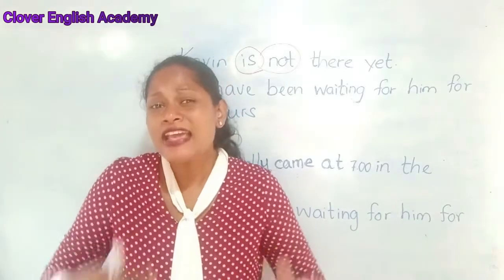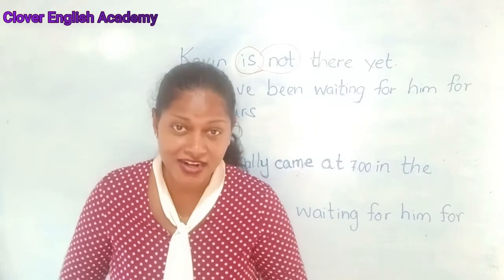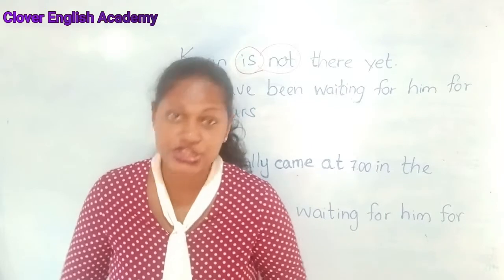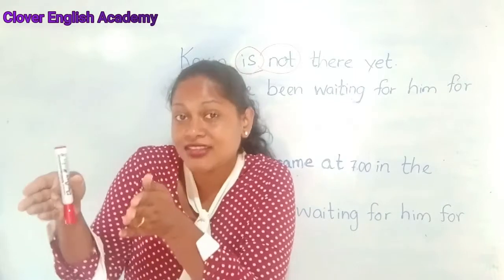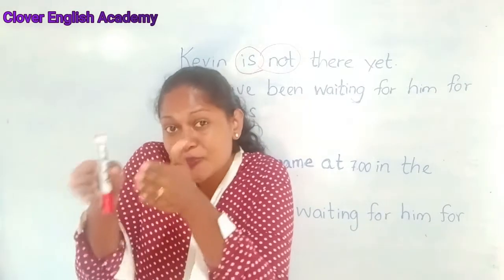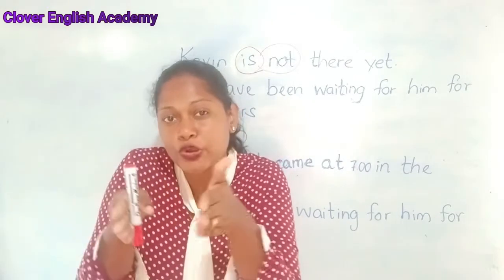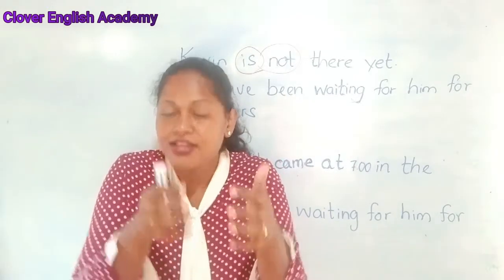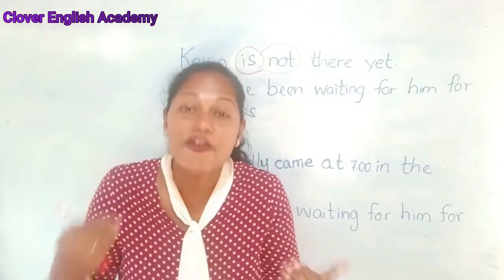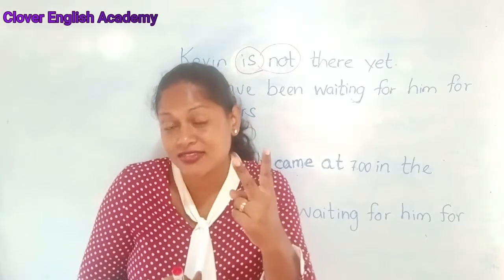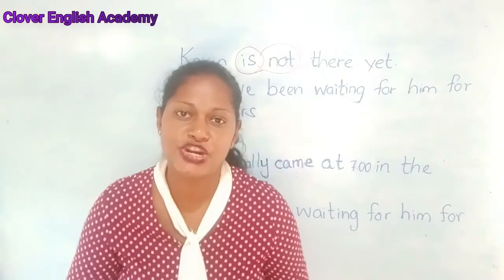Right? I have been waiting for him for 2 hours. Maybe now it's 10 o'clock. You came here around 8 in the morning. You started the action in the past. But it has been continuing till now. The action that started in the past was still going on at present. So you are still waiting for Kevin. So I have been waiting for Kevin for 2 hours. You started it in the past, it has been continuing and still it is continuing.